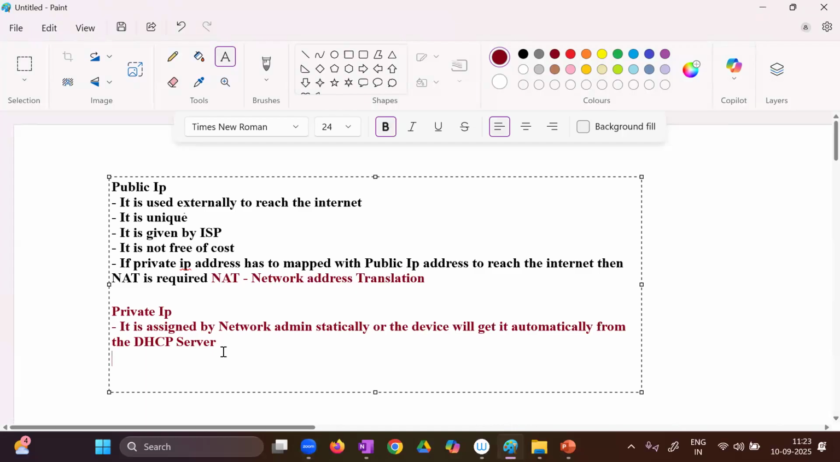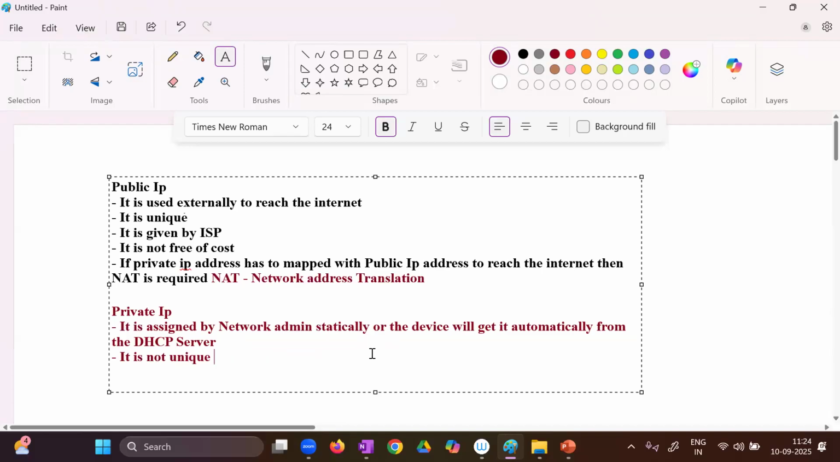Next, it is not mandatory to be unique. See, what we have here, it is unique in the same network I'm talking about. Or in simple terms, I will write here, it is not unique. Why is it not unique? I will explain to you now.